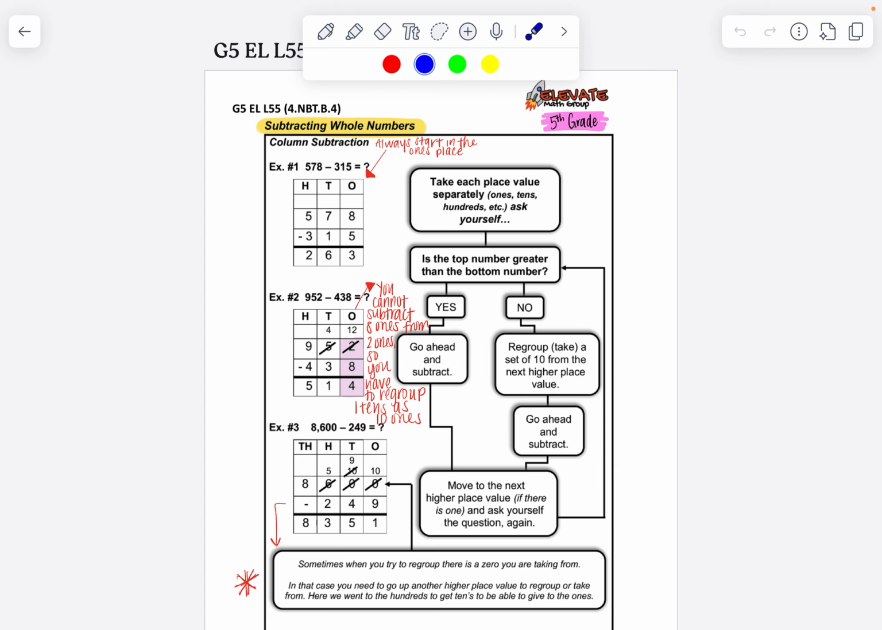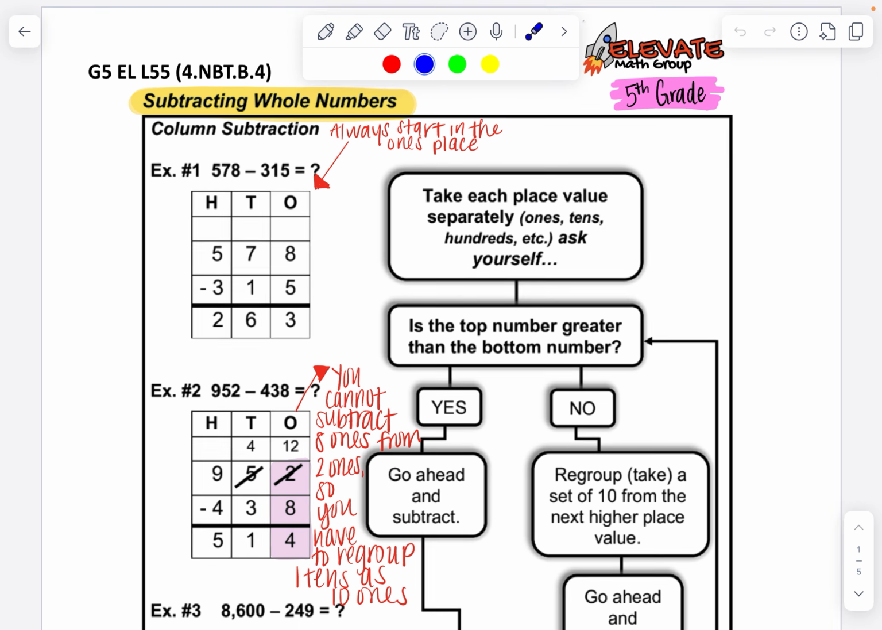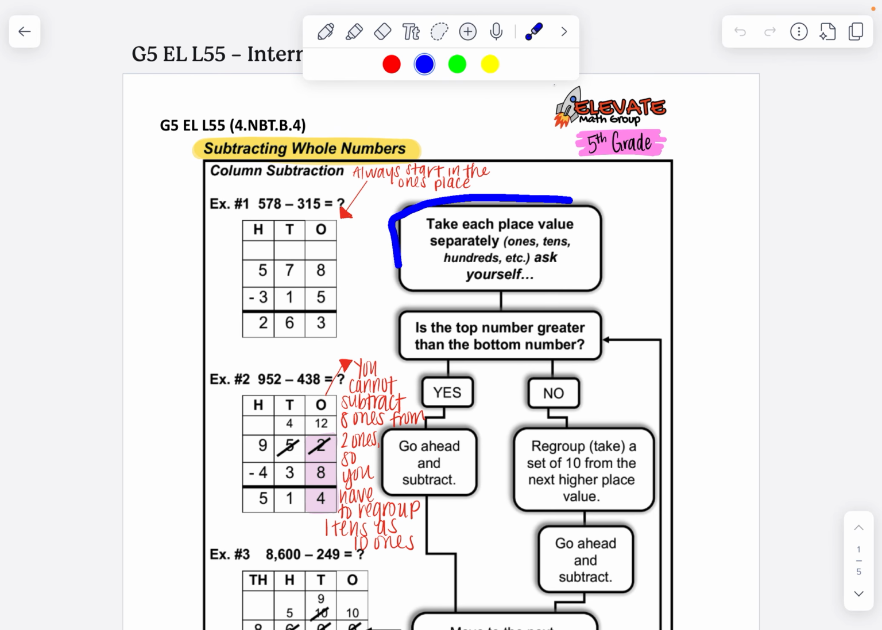So again, for the purposes of this video, I will go through these 3 questions with the flow chart so you can understand how to support students when they are stuck. So the first step of the flow chart says to take each place value separately, the ones, the tens, the hundreds, right? This is important because in the first few questions that students are going to be exposed to, the digits are written in alignment.